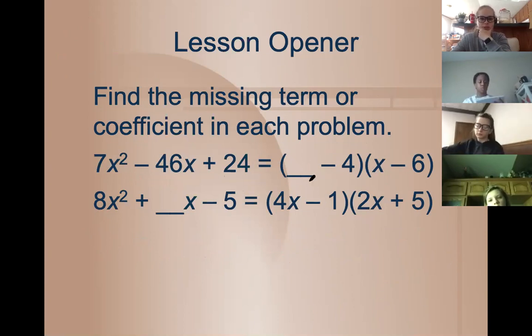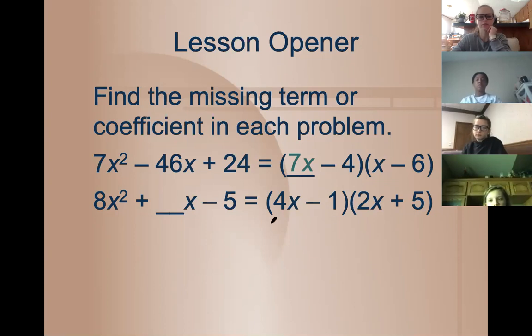What's going to go in the blank here? 7x. You got it. Good. 7x. All right. Katie, try to figure out this one right here. What should the coefficient be?